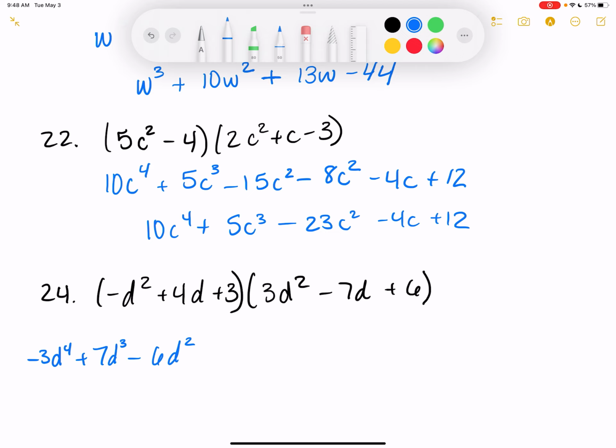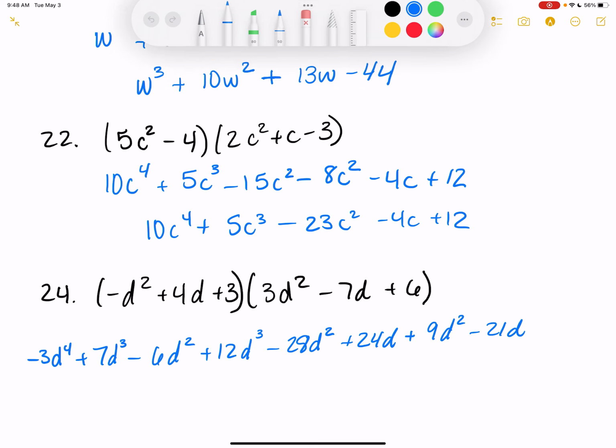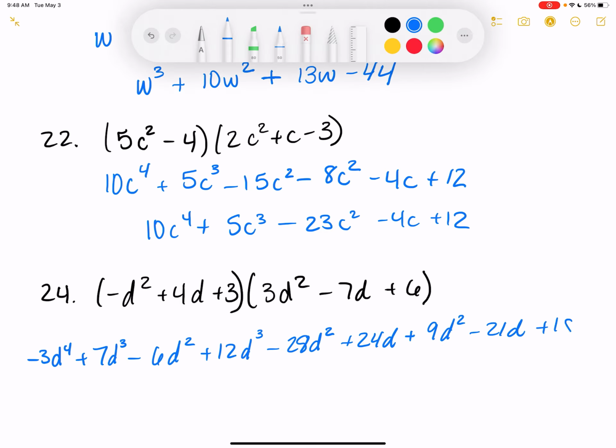This is gonna be really long. All right, now the middle one. 12d cubed minus 28d squared, and then 24d. Then plus 9d squared minus 21d plus 18.